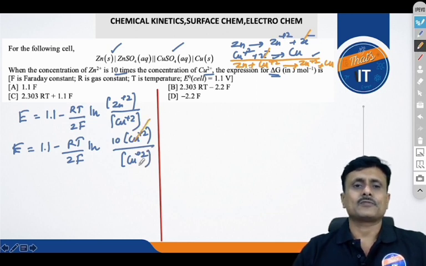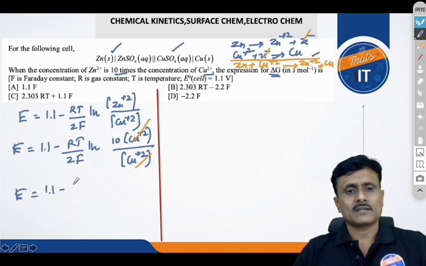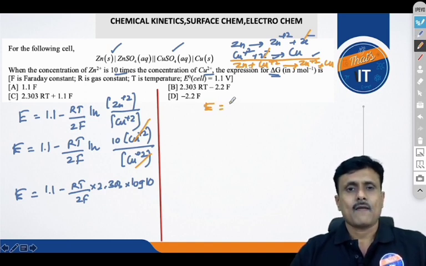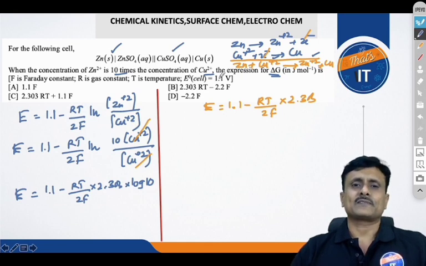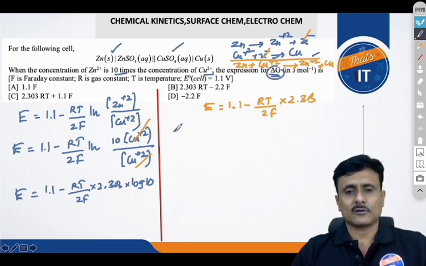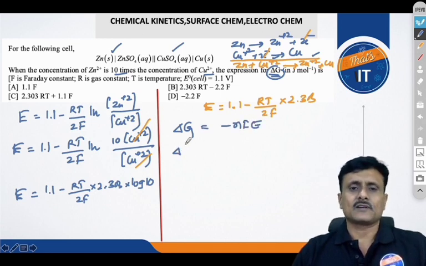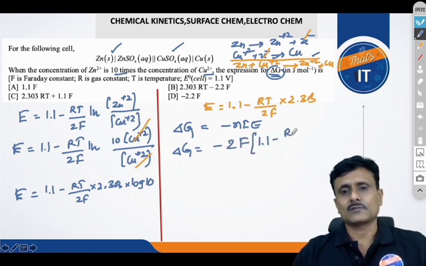Alright, so Cu plus 2 gone, okay. E equal to 1.1 minus RT by 2F into 2.303 log 10. So you got the value of E, isn't it? 1.1 minus RT by 2F into 2.303. And we have to express the value of the delta G naught. As we all know, delta G is equal to minus NFE. And just you need to substitute the values. Minus N is 2, F into the whole EMF value need to be substituted, isn't it?